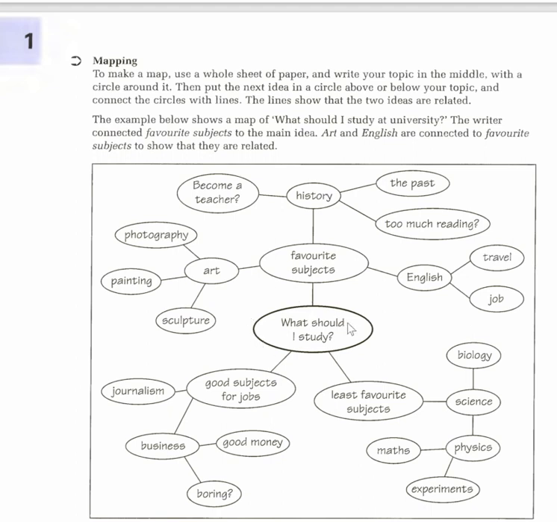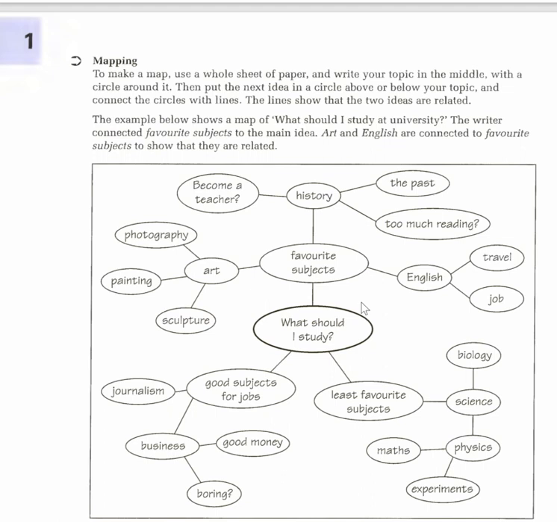See, this is the topic in the middle. And then the next idea in a circle above. This is, for example, what should I study in the middle? This is the topic. A second idea is favorite subjects, and least favorite subjects, good subjects for a job. These are the other next ideas. And then connect the circles with lines. See? And in this case, you will get a map. The lines show that the two ideas are related.